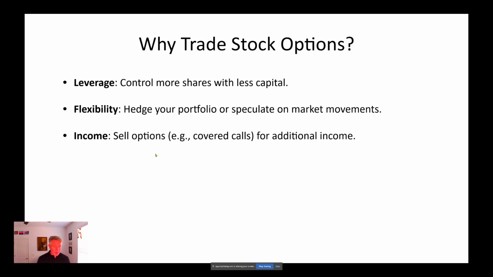So why stock options? Why not just buy stock? Well, leverage is number one. Using Microsoft as an example, which is currently trading at about $410, if you were to buy 100 shares, that would cost you $41,000. But I can control those same 100 shares for a fraction of the price, let's say around $1,000. And we'll actually use Microsoft as an example so you can see that.